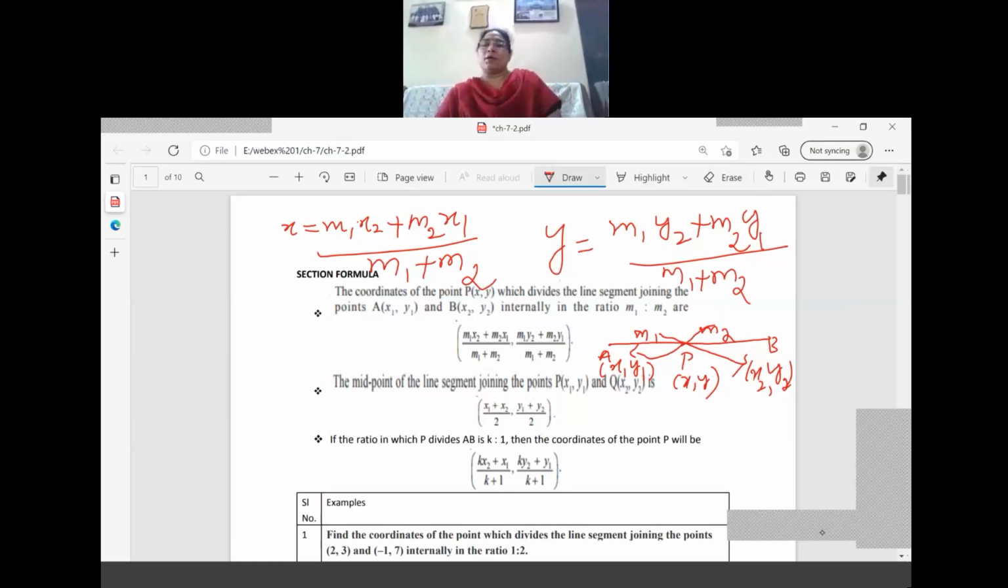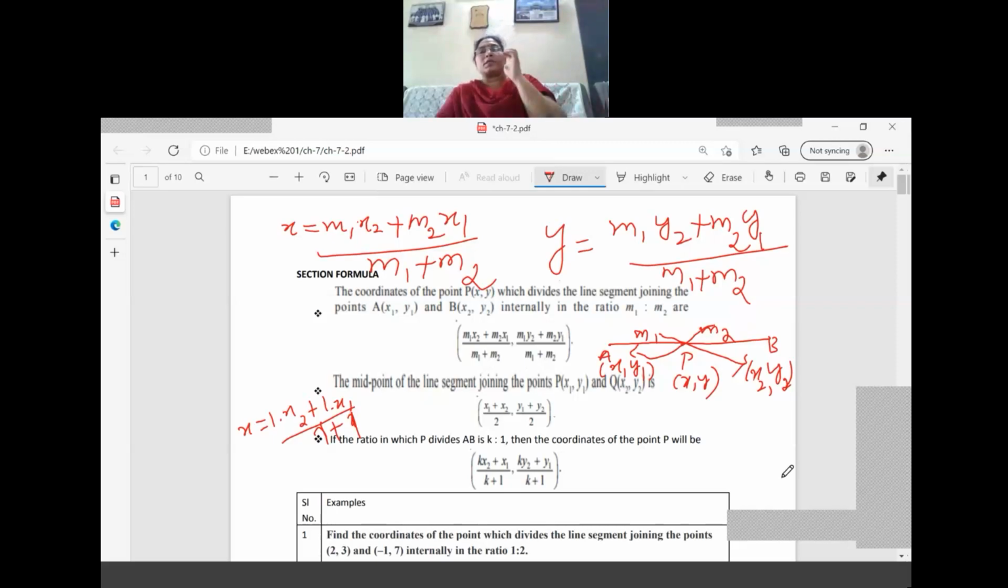When we are writing the coordinates, we already told that an open bracket should be used. Now, in the same question, m1 became 1 and m2 became 1. That means P became the midpoint. So x = (1 into x2 plus 1 into x1) divided by (1 + 1), that is 2. That is why here we have written (x1 + x2) whole divided by 2 and (y1 + y2) whole divided by 2.